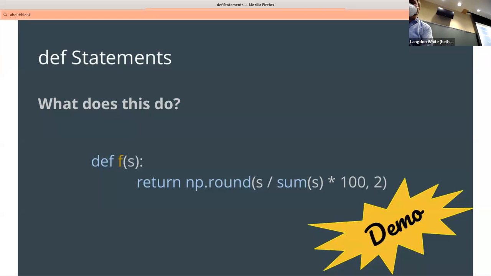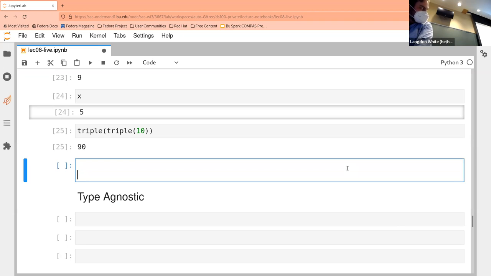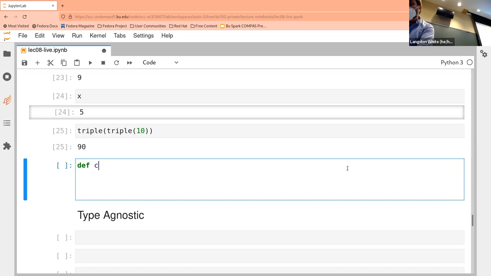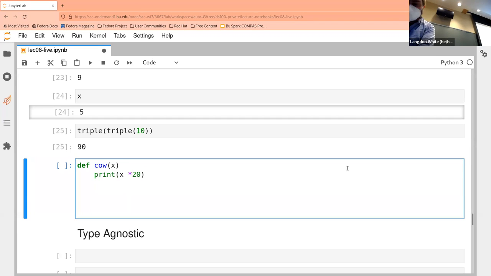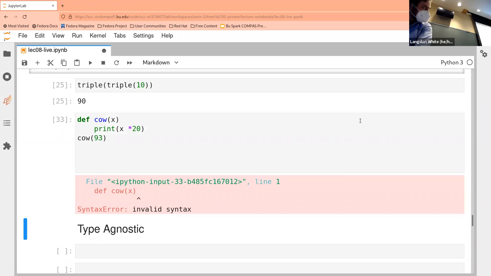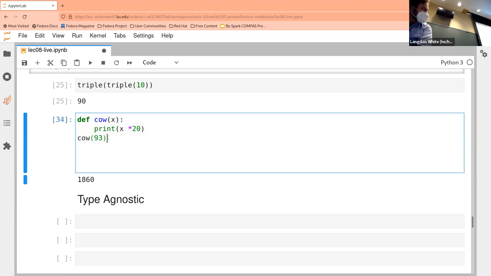Okay. Let me show you, because I explained that poorly. So you can have a method like, let's say x, and then I can say print x times 20, and then I can call it with 93. Oops, I forgot my colon. Okay, so the only way you get something back is with the return. So if you notice, this won't return anything. So if I actually set this equal to something, I will not get back 1860 in that, right?